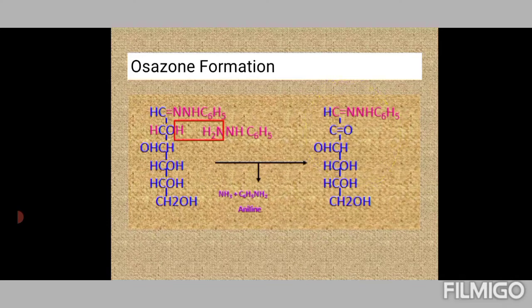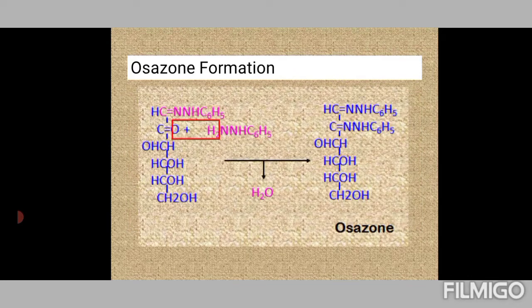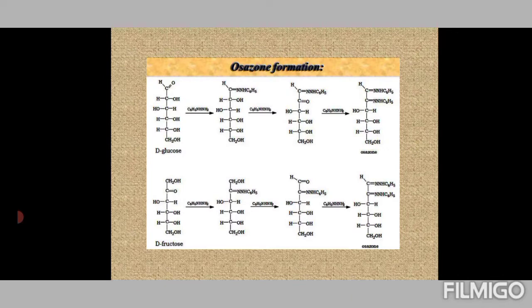You can see the second carbon has been rearranged, and one more molecule of phenylhydrazine shown here also reacts with the second carbon to become this structure. So it's around the first and second carbon that the changes of the reaction take place. With the release of a water molecule, it becomes osazone. So this is glucose becoming osazone.